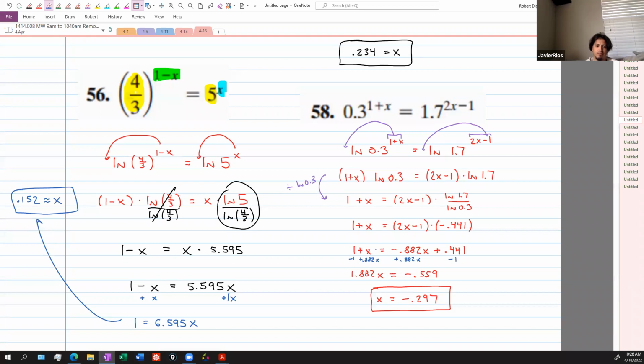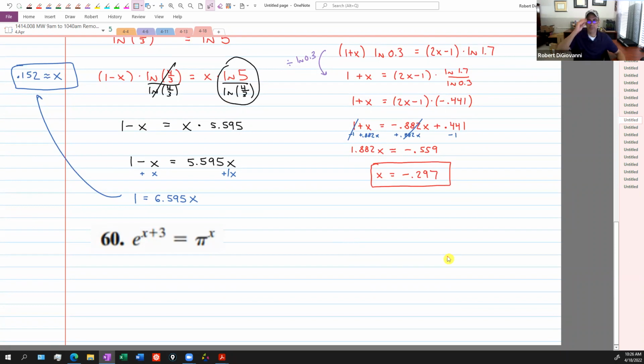You got it. Okay. Yeah, you do have to be careful when you do the natural log of 1.7 over natural log of 0.3 on your calculator. You get a negative number, and then that negative number distributes, which changes the signs to negative, then positive. Any other questions? No? Okay, I'm going to move on.